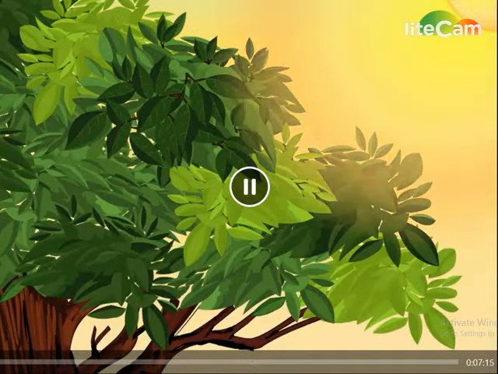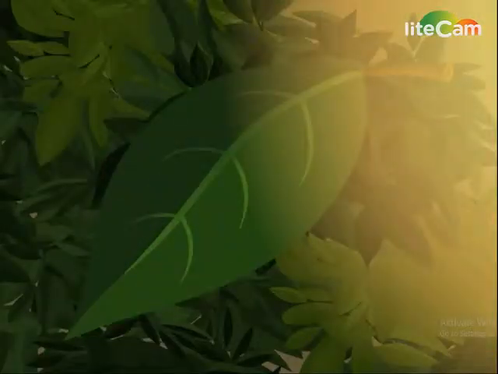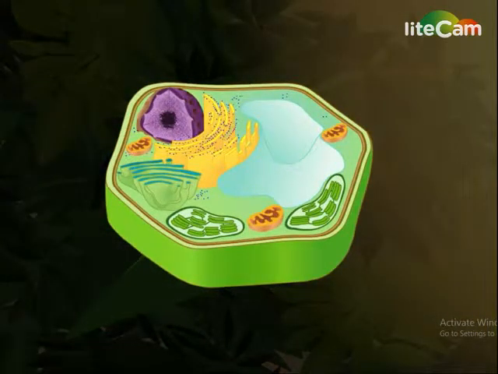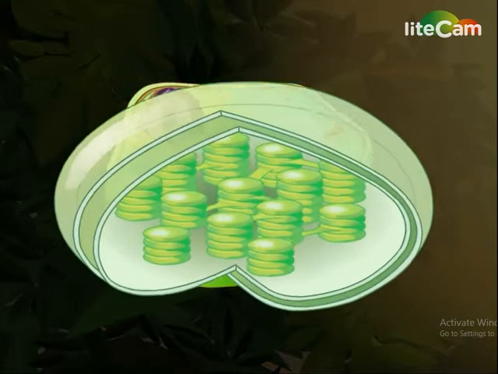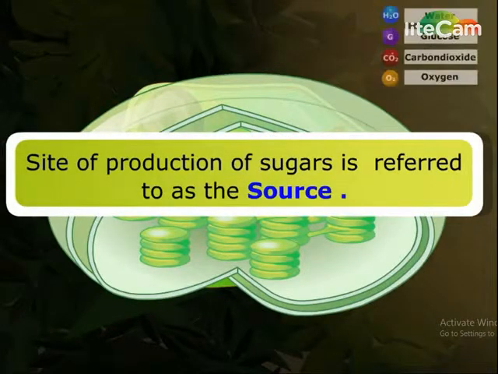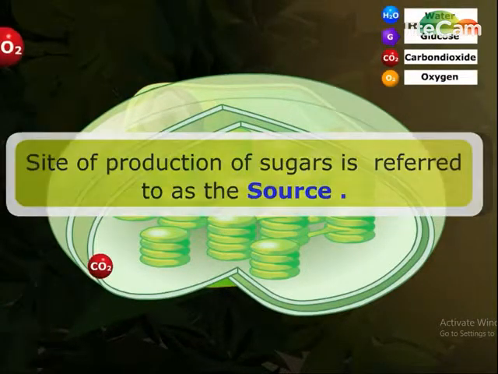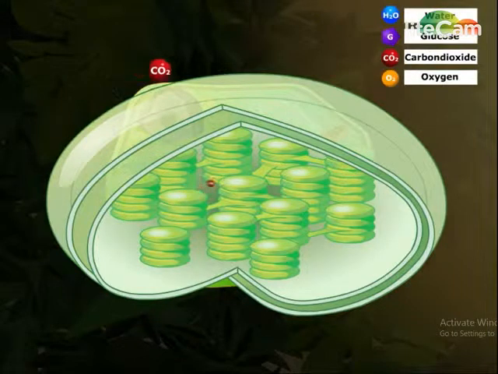and production of food are its green parts. You must have read that the leaves are the site of photosynthesis. Thus, the leaves are the site of production of sugars and are called the source. Carbon dioxide and water combine to form sugar.